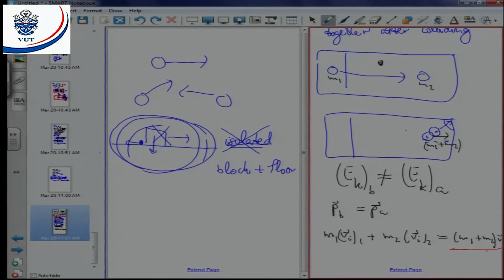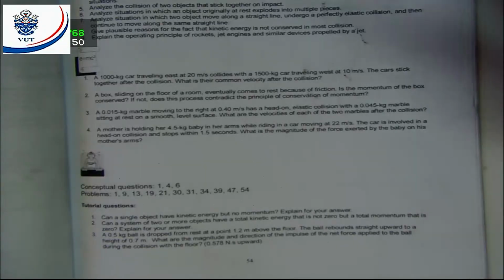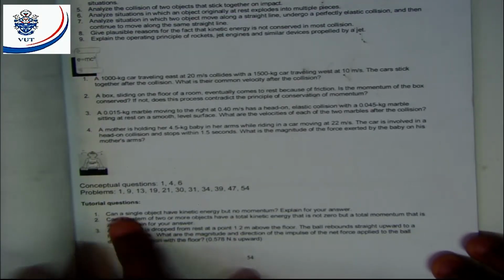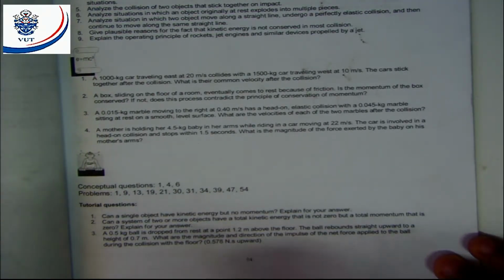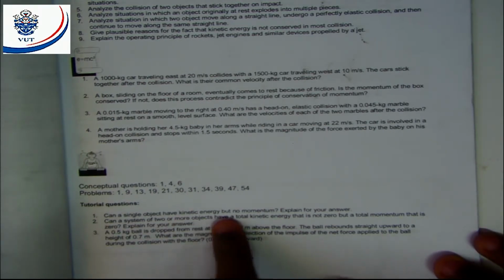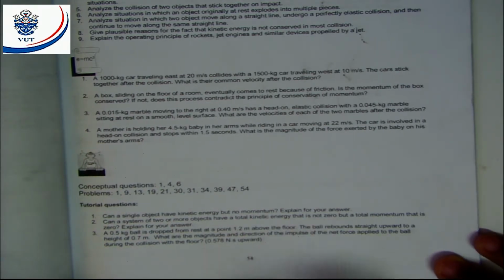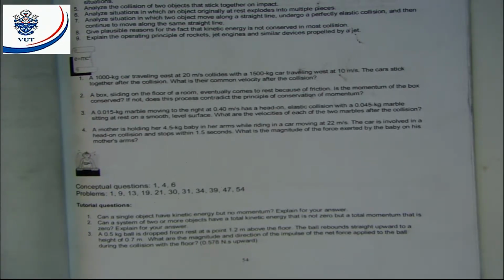Okay, so now we have completed the section. Now we want to study some examples. The examples I'm going to look at are from the study guide. So if you can now go to page 54. Okay, so page 54 of your study guide. In particular, we're going to start with question 1. I'm looking at the tutorial questions. So can a single object have kinetic energy but no momentum? Explain your answer. Okay, so how do we answer a question like this?